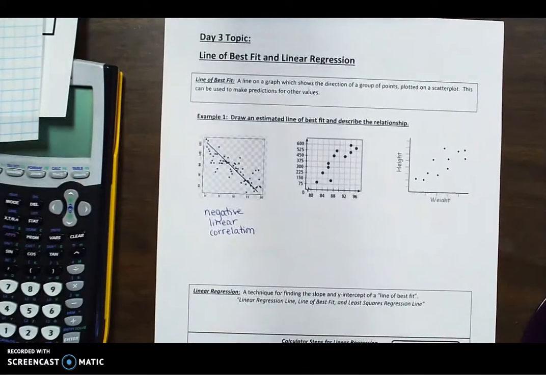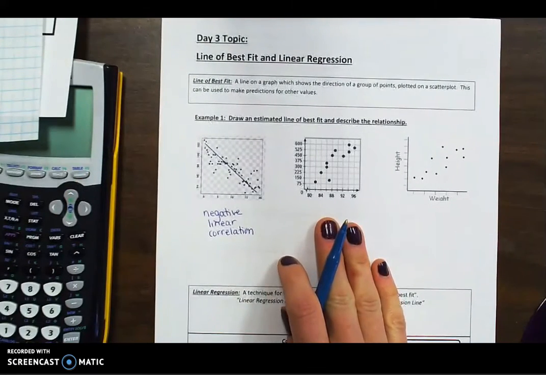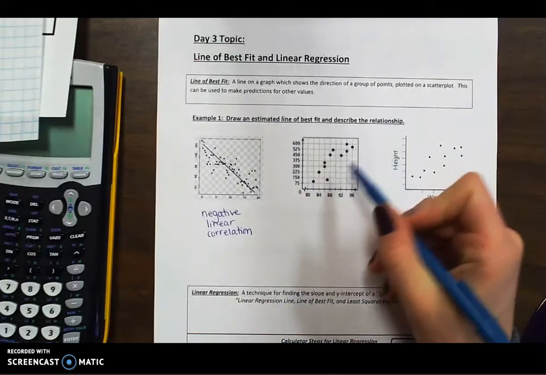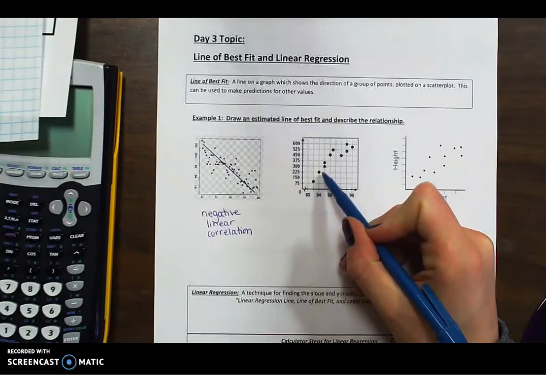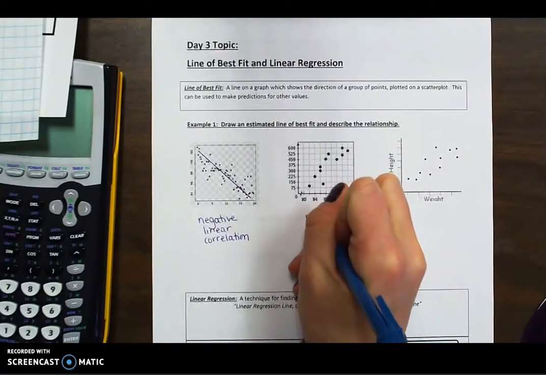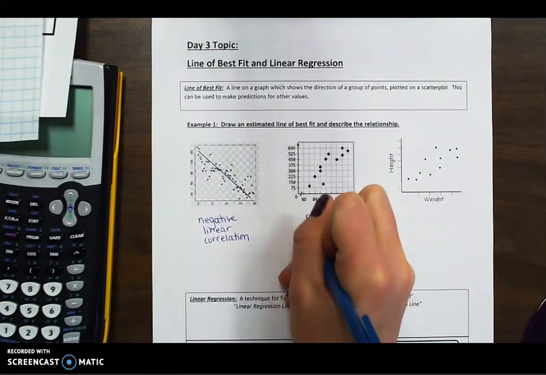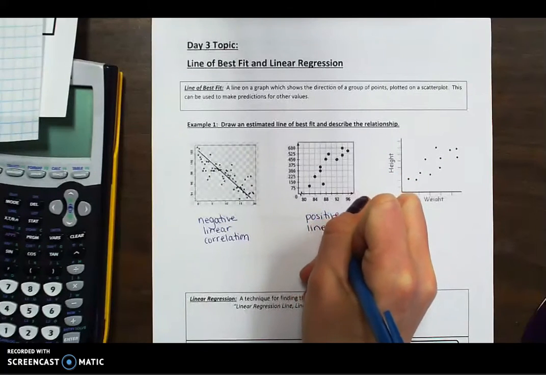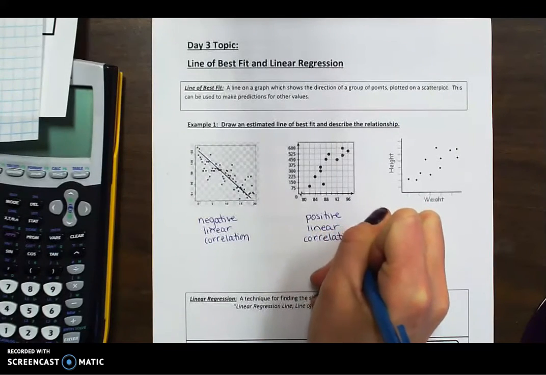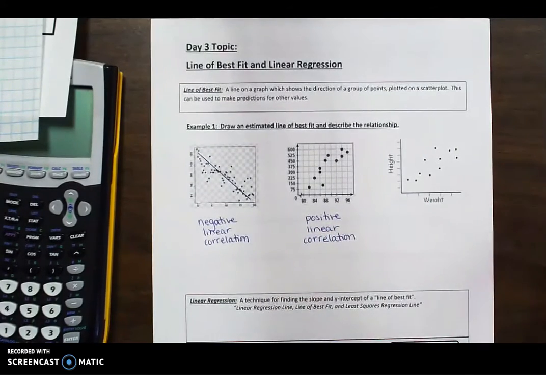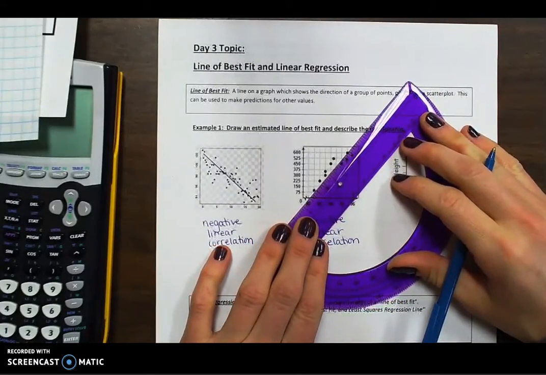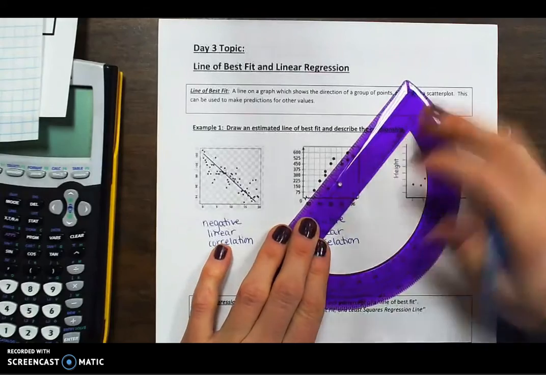All right, now let's take a look at our second scatter plot. The first thing we have to do is make sure that there is a correlation. So if I look at the points, do they follow a linear pattern? It looks like they do, and it looks like it's going to be a positive linear correlation. All right, so let's do our best to draw a line of best fit. I'm going to go right about here, and I'm going to draw my line.